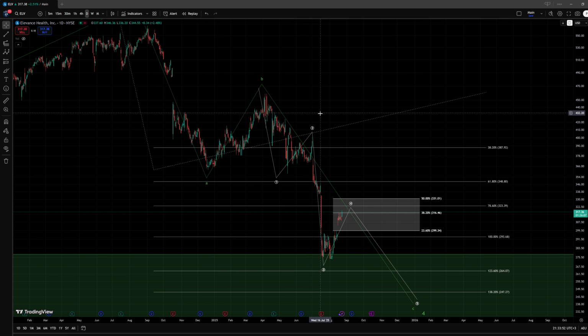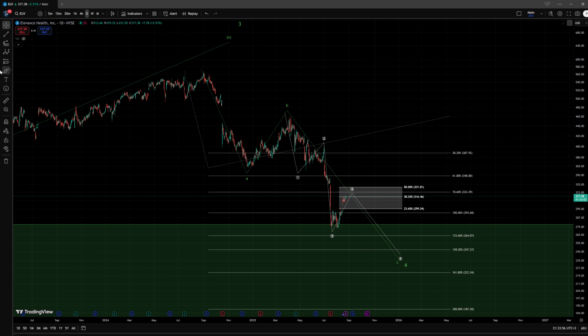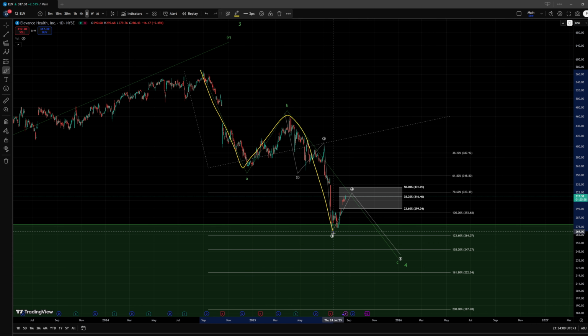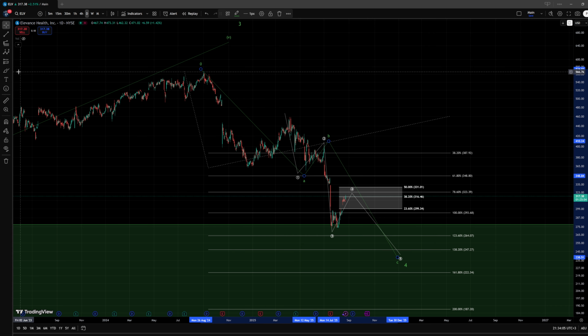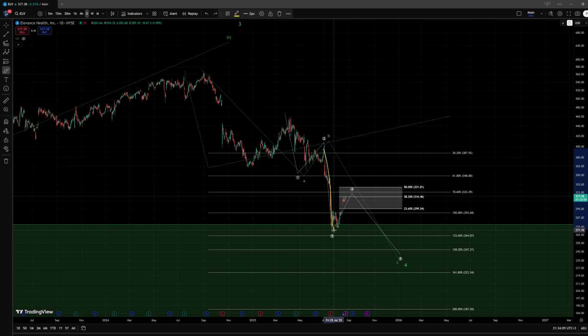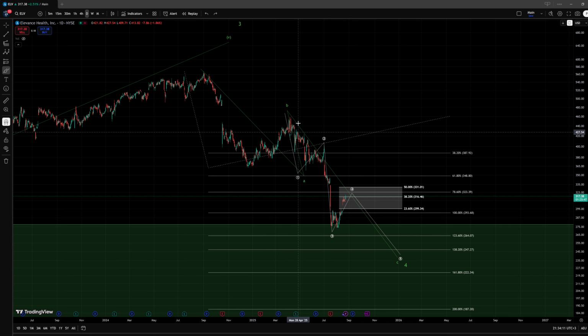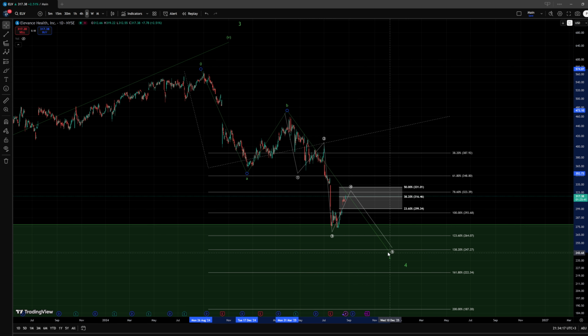I won't bore you with the two other ideas where this correction could be complete. Let's just say quickly that this could be a WXY, or it could be slightly different, that this is the A wave, this is the B wave, and then this is the C wave, where the correction would be complete in either of those cases. I do prefer the white interpretation, where we form another low, to be clear.